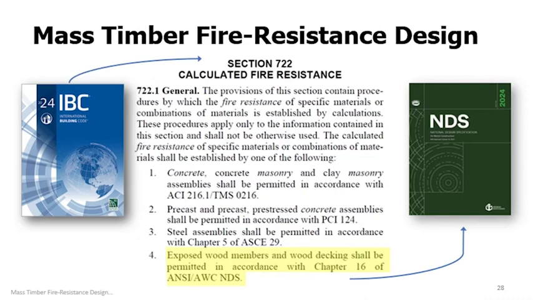Here's the actual code language from IBC section 722.1, which deals with calculated fire resistance. As you can see in the highlighted text, Chapter 16 of the NDS is referenced as the standard for calculating the fire resistance of exposed wood members and decking.